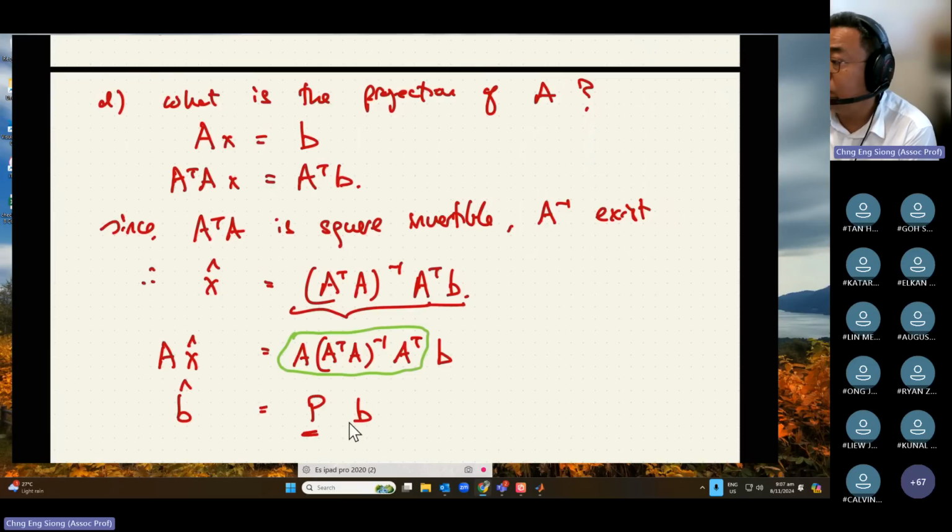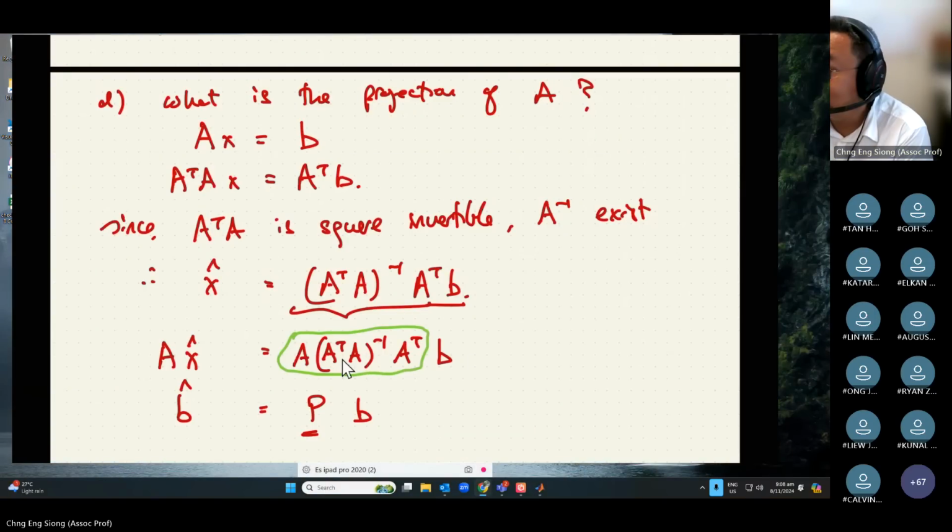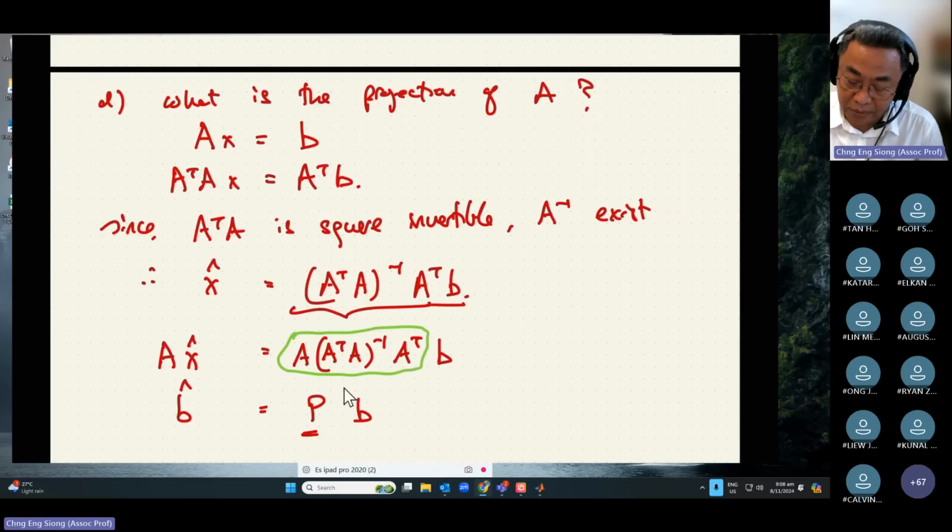So this is a trick question, huh? A transpose A minus, no, it should be this one. And of course, if I've given you A, you can find P directly. All right, let's draw some figures.